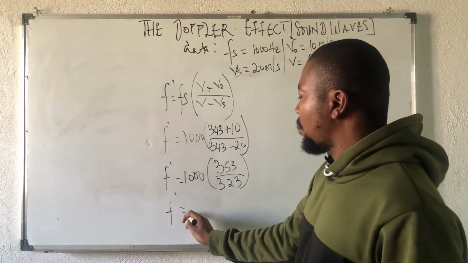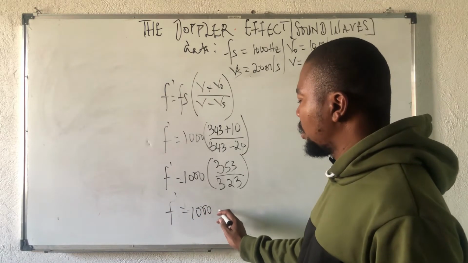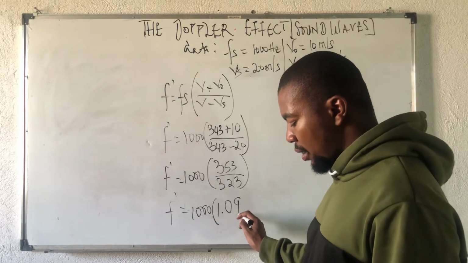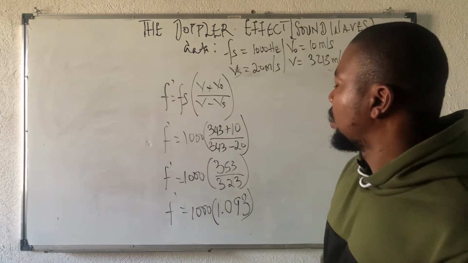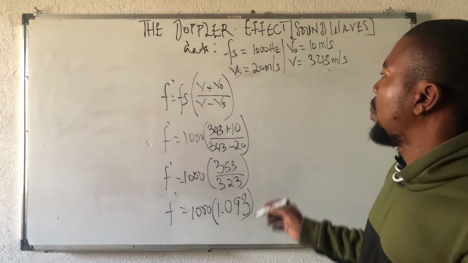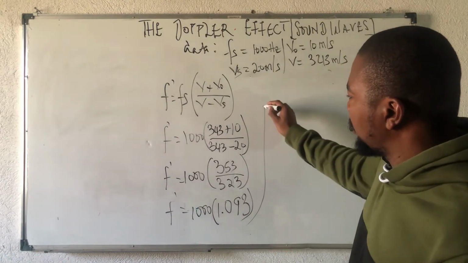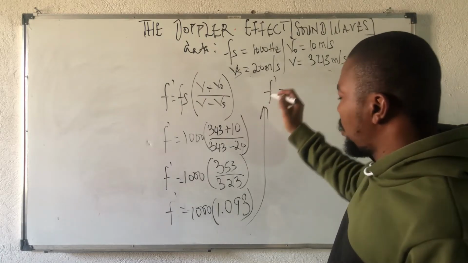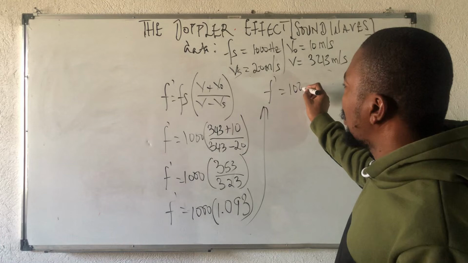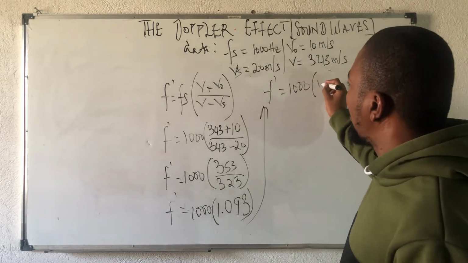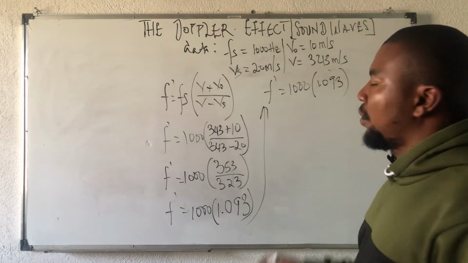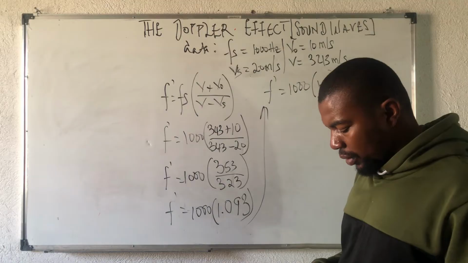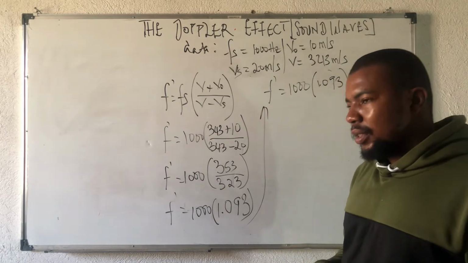So frequency prime is equal to 1000 multiplied by 1.093. Okay, this is what I'm getting, 1.093. For clarity, let's use our calculator: 1000 times 1.093.